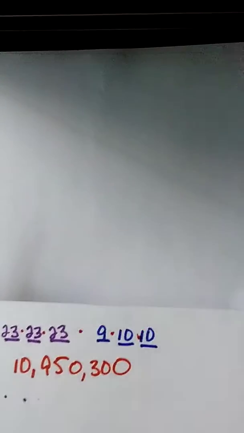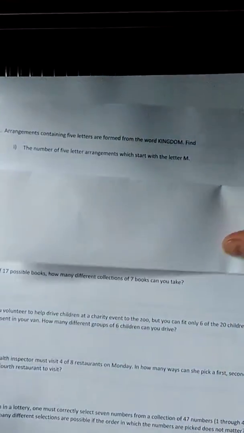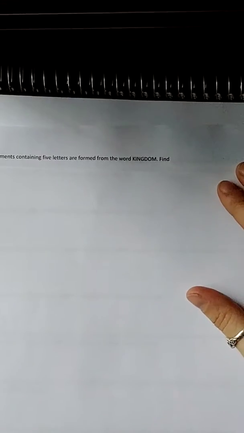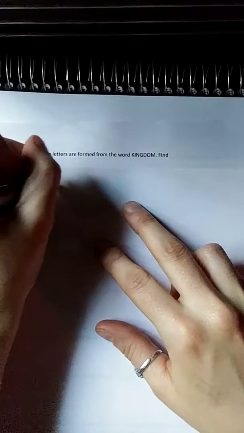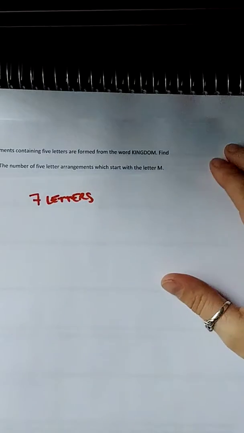Now we're going to move on to question 11. For question 11, I'm going to be concerning myself with arrangements containing 5 letters, which are formed from the word kingdom. Now, kingdom is a 7-letter word. I'm just going to write 7 letters to remind myself, so I don't have to sit here and count the letters over and over again.